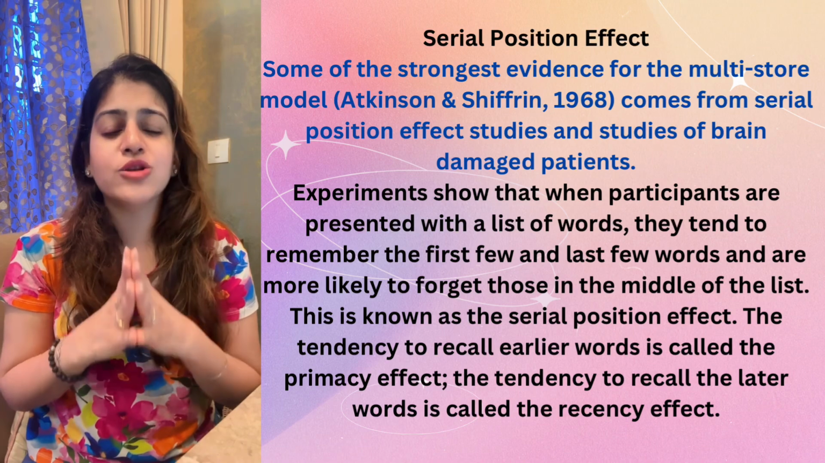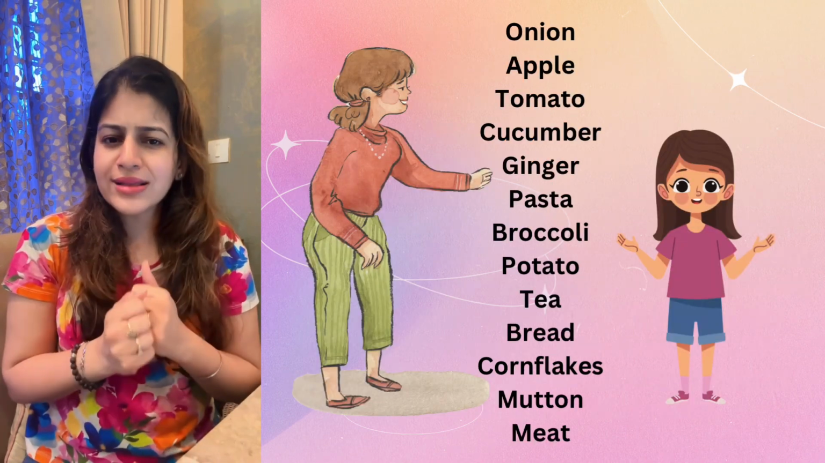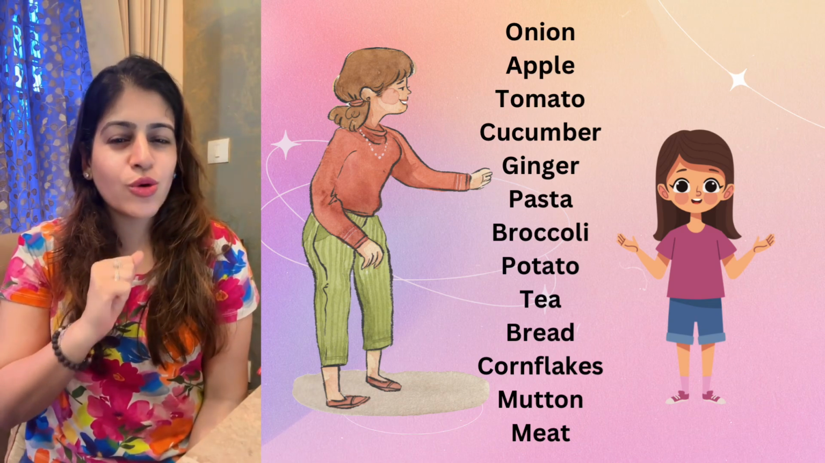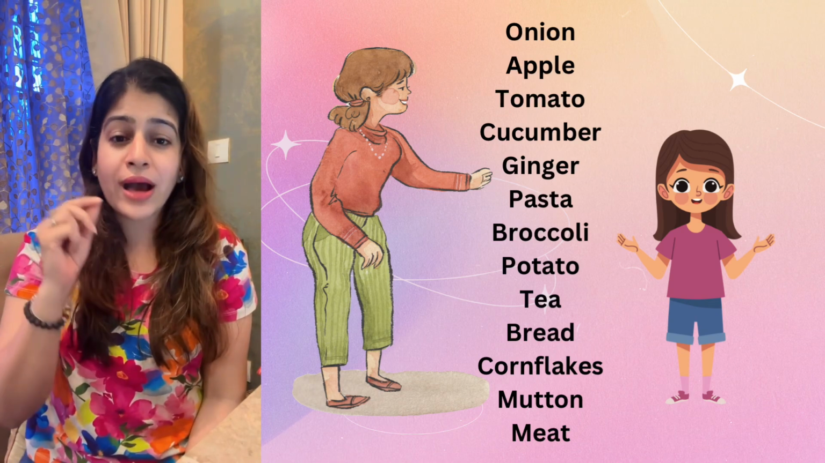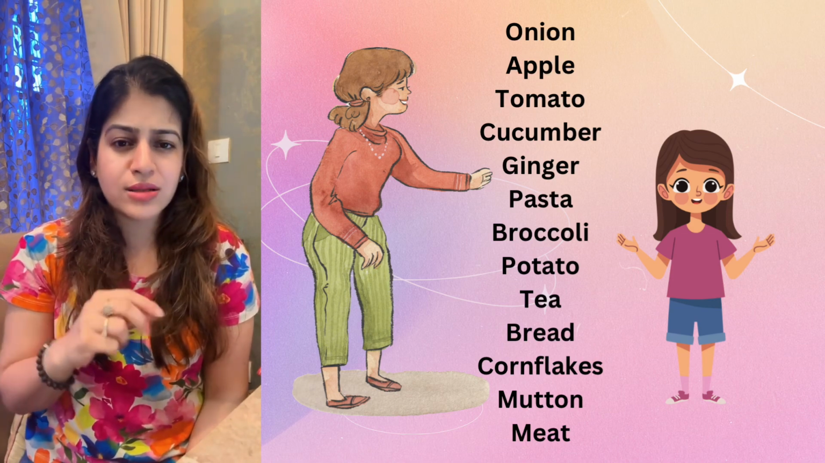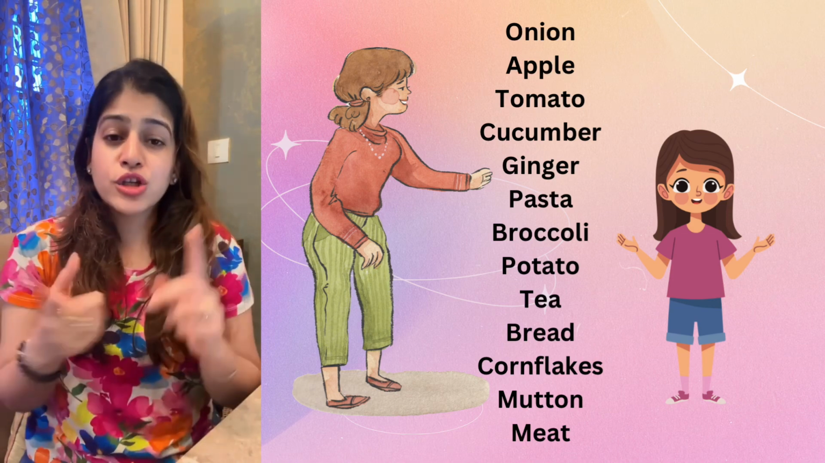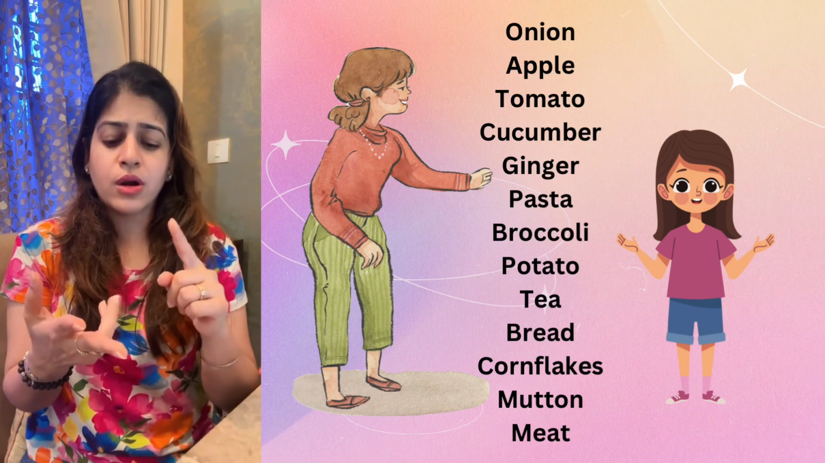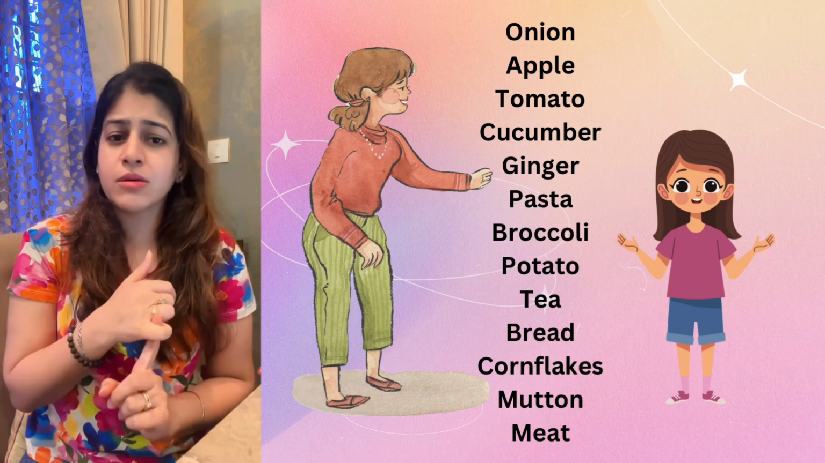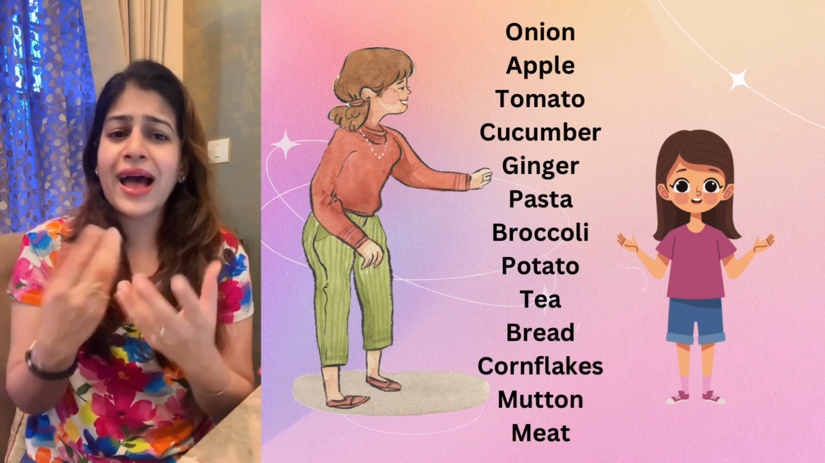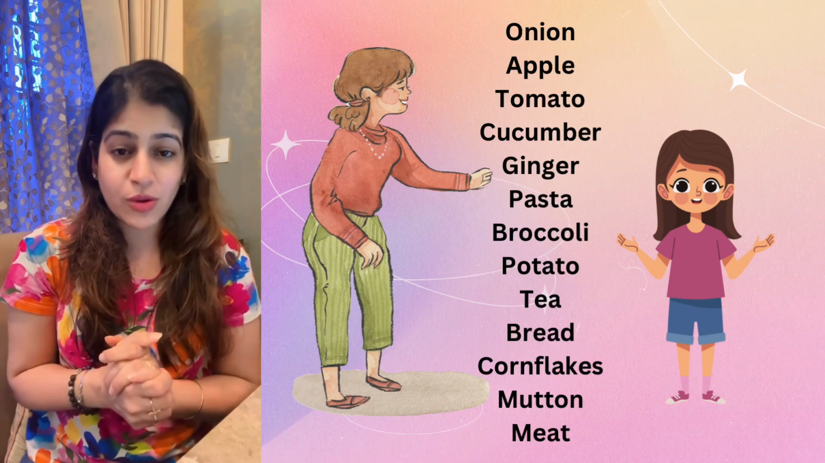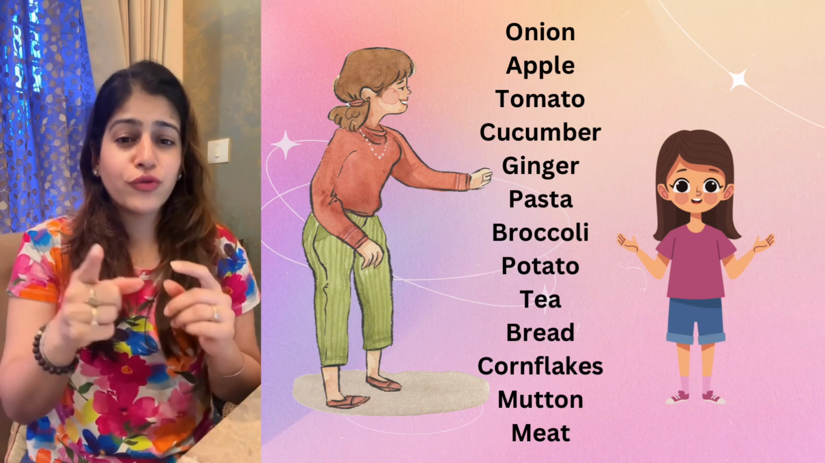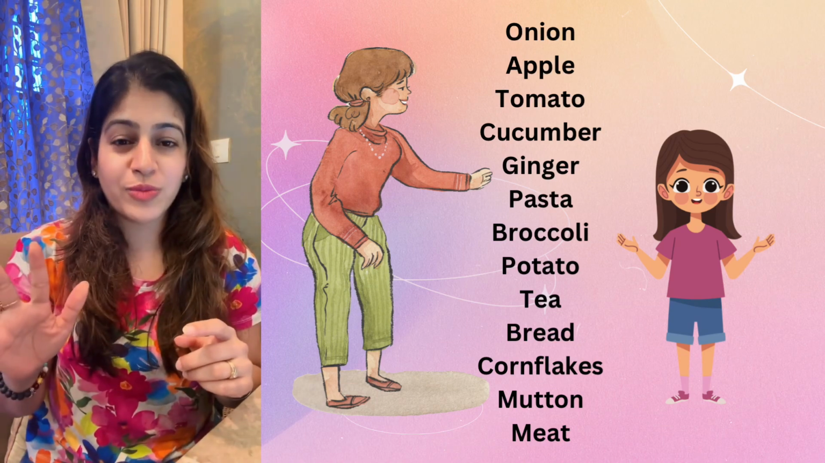I'll give you an example so that you get better clarity. Let's say your mother tells you, can you, dear, please go to the grocery store and get me these items. Now you don't have a paper and pencil to write those grocery items. You say, okay, you tell me, I'll remember. So she says, okay, get me onion, apple, tomato, cucumber, bread, cornflakes, mutton, meat, and so on. So she tells you a few things. Now you are trying to remember, okay, these are the things that she told me. So the first one was onion. I think you all would be remembering that.